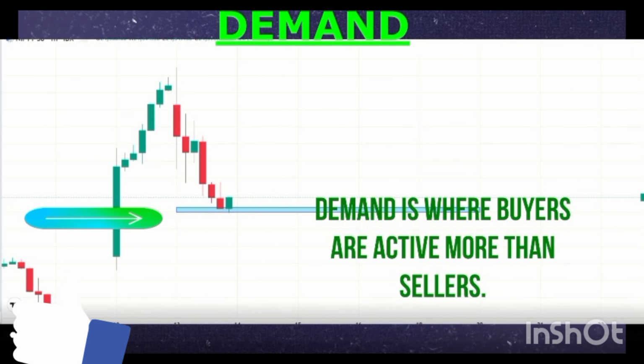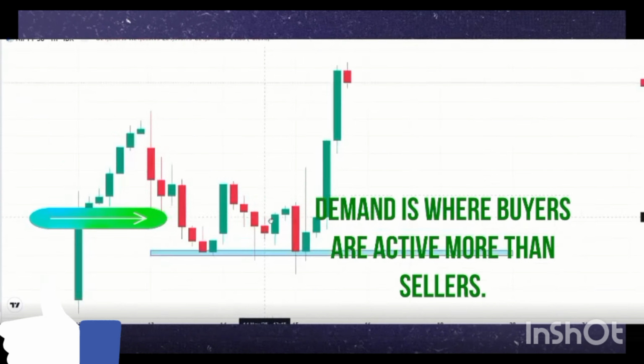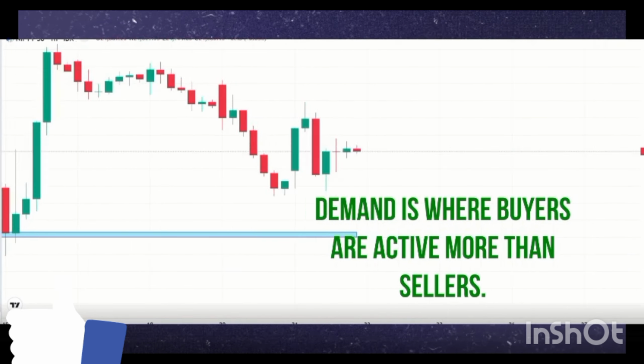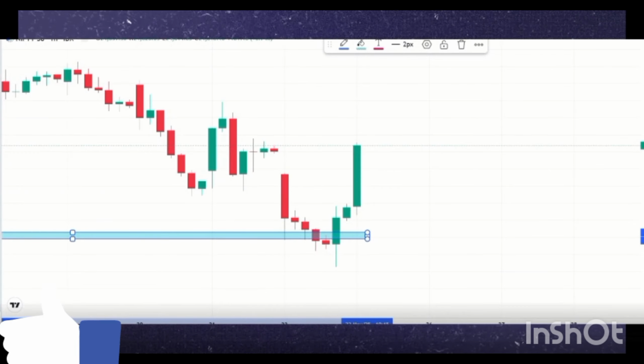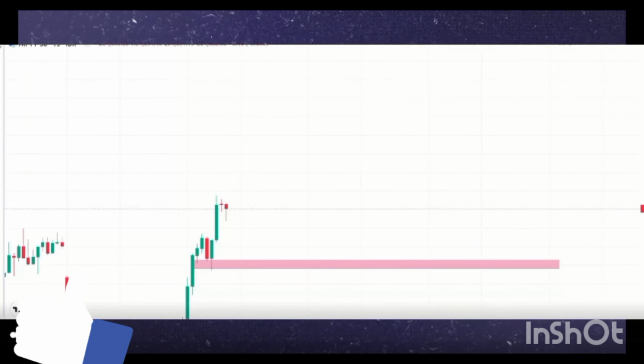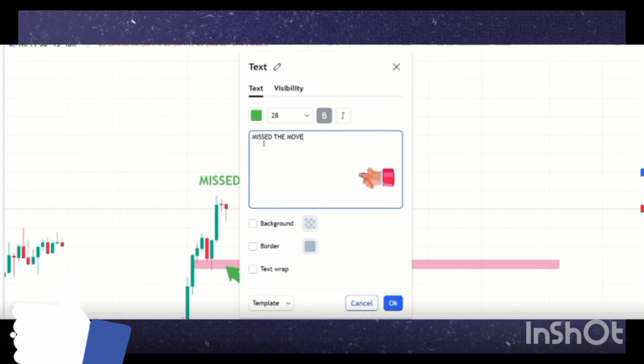Demand is where buyers are more active than sellers. This pushes the price upwards. The interaction between supply and demand is what causes price movements. How to identify demand zones on a chart? If price moves strongly upward from a certain level, that level is called a demand zone.